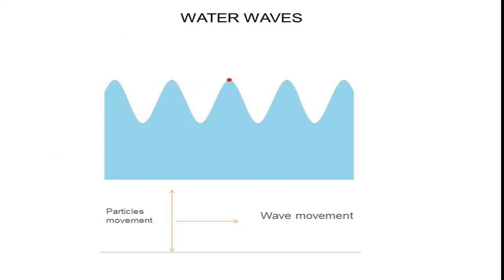Now we do have another example, that is water waves. Continuously you can see that as the water wave is propagating, this red colored ball will move up and down while the wave is propagating, or while the wave is moving towards right, making an angle 90 degrees. So again water wave is also a transverse wave.